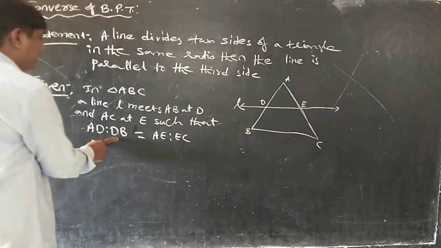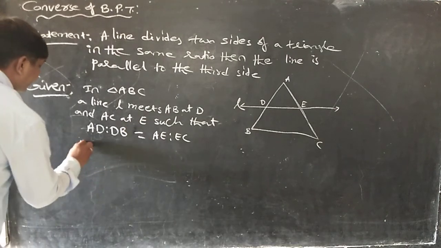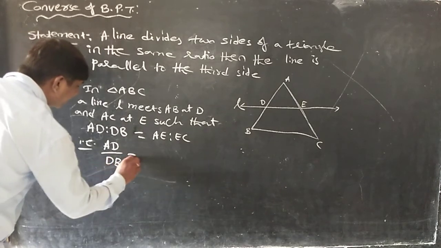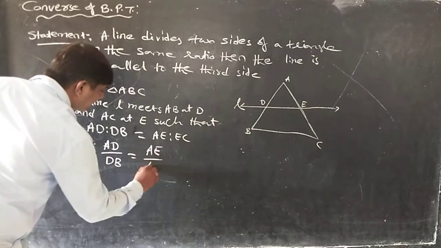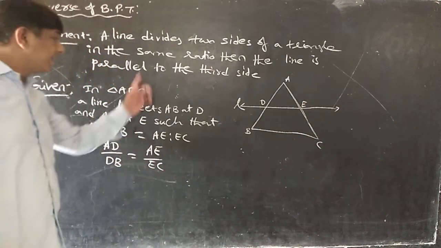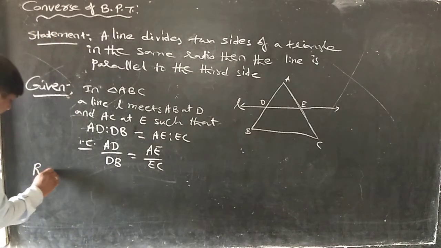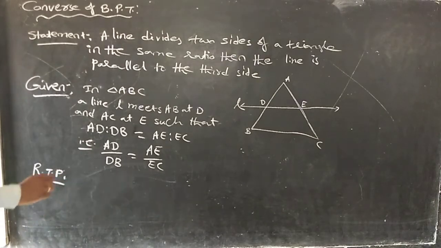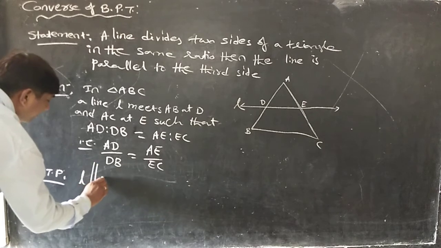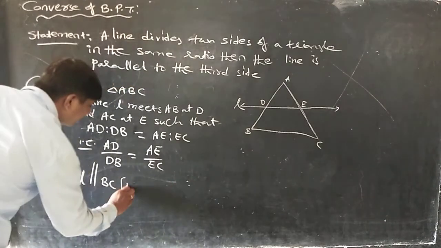In fraction form, AD by DB is equal to AE by EC. Now what we have to prove here, what is required to prove, is that this line L is parallel to BC, or else the line DE is parallel to BC.